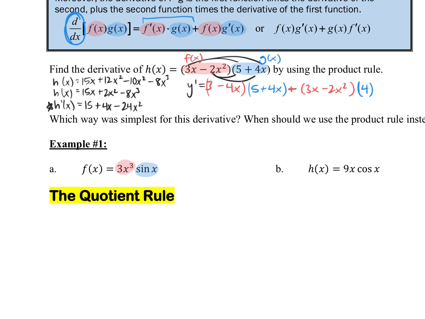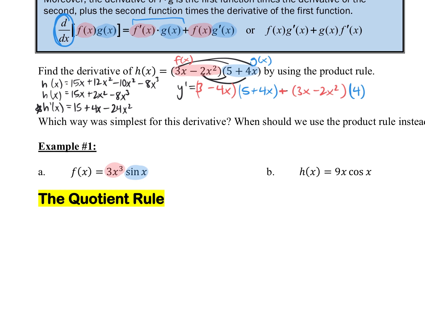This is one of those examples where I cannot use the power rule to solve this, right? Because I have two things multiplied together. So I can't just distribute and take the derivative of each term, right? So we have to use the product rule, okay? The product rule says I am taking the derivative of the first thing.